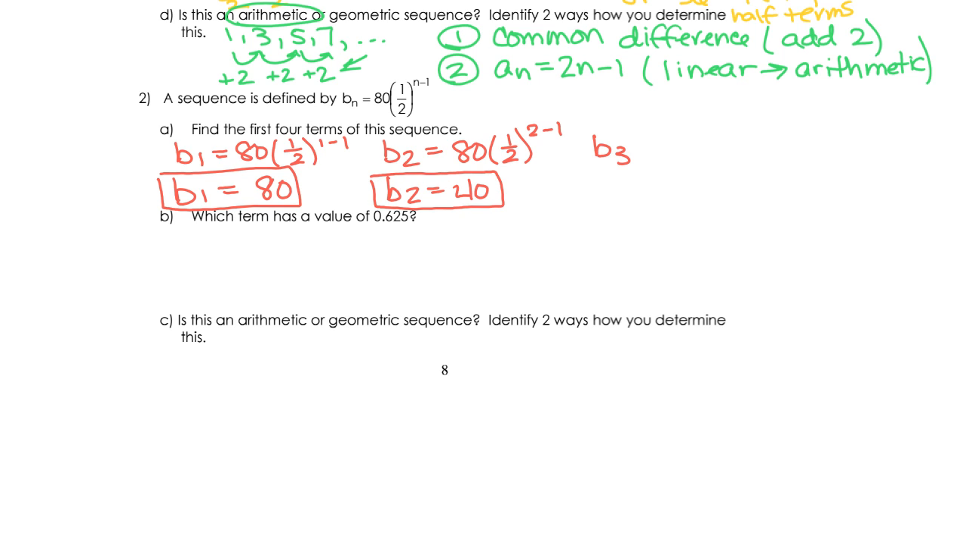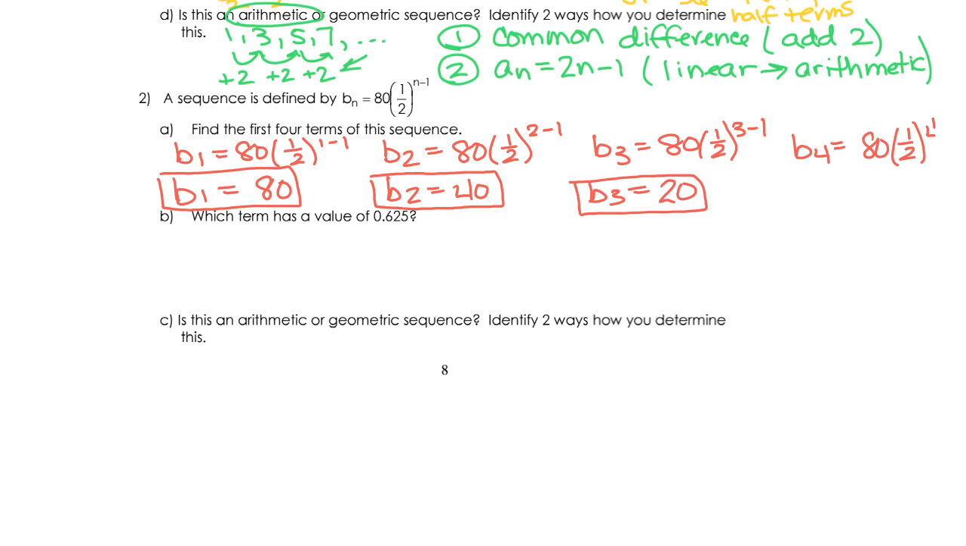Now we have to find our third term, so we plug in 3. And we could type that right into our calculator, and out comes 20. All right, we want to find one more term, so we plug in 4. And we plug that right into our calculator, and out comes 10. And now we have our sequence, and our sequence would be 80, 40, 20, 10, and it would keep on going.